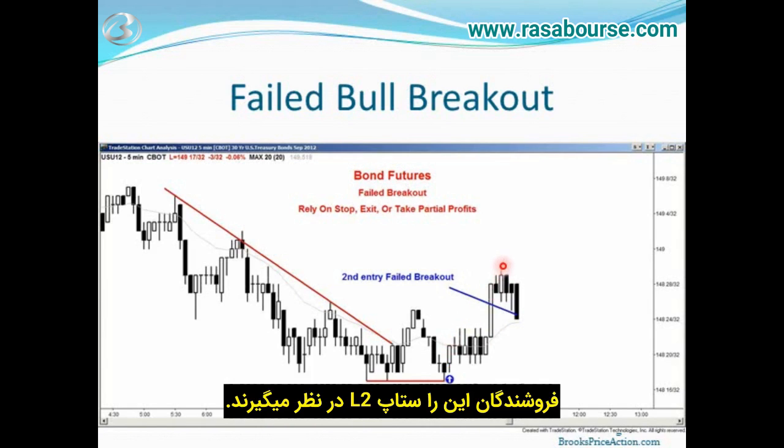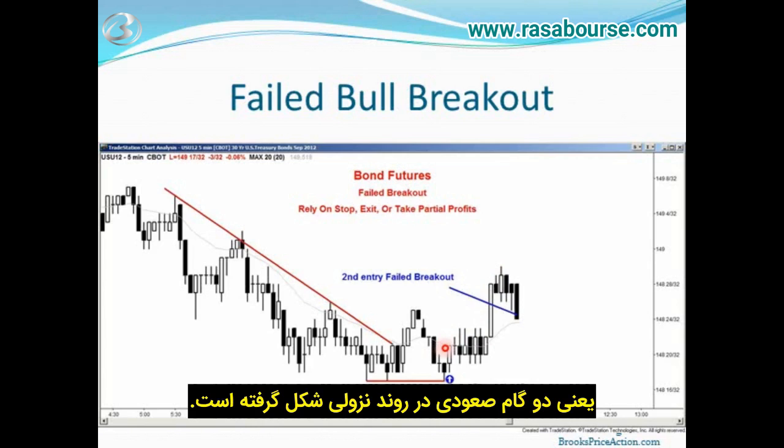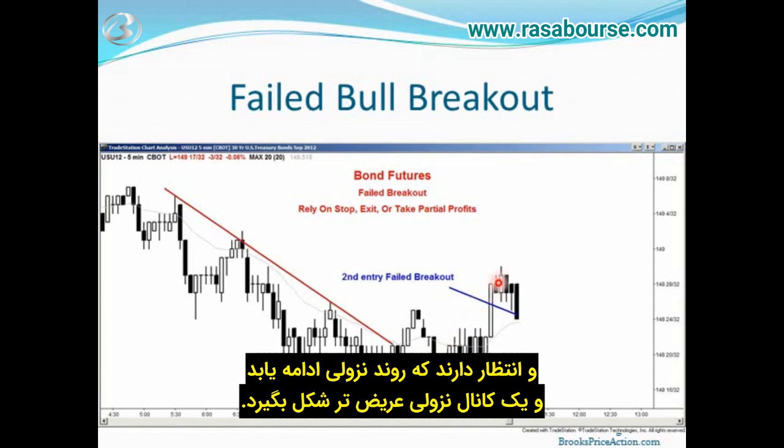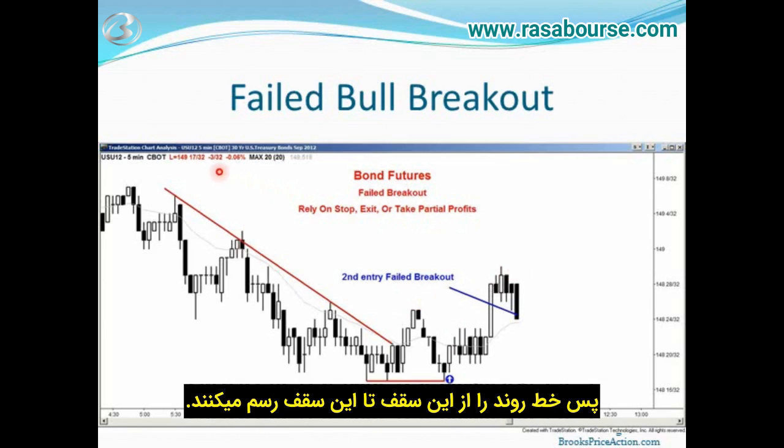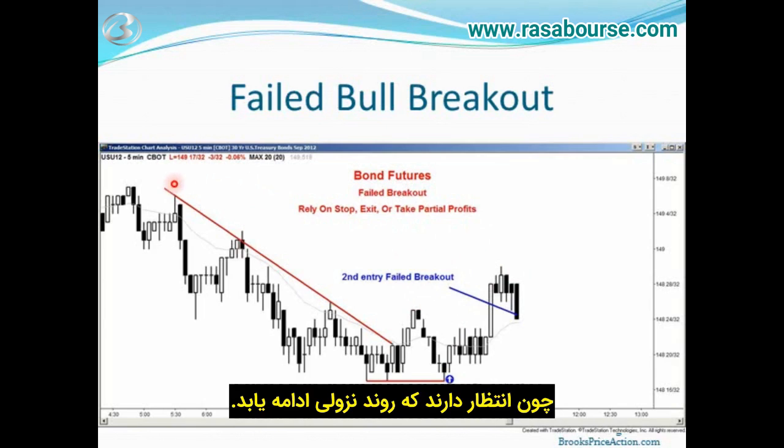The bears see this as a large low 2 legs up and a bear trend, and they're expecting this to result in simply a broader bear channel. So they'll draw a trend line from this high across this high, betting that the trend will continue down. If I were long, I probably would get out below the low of this bar.